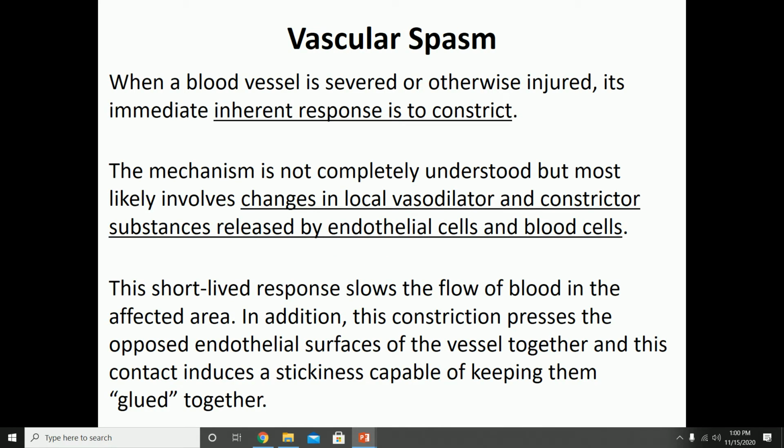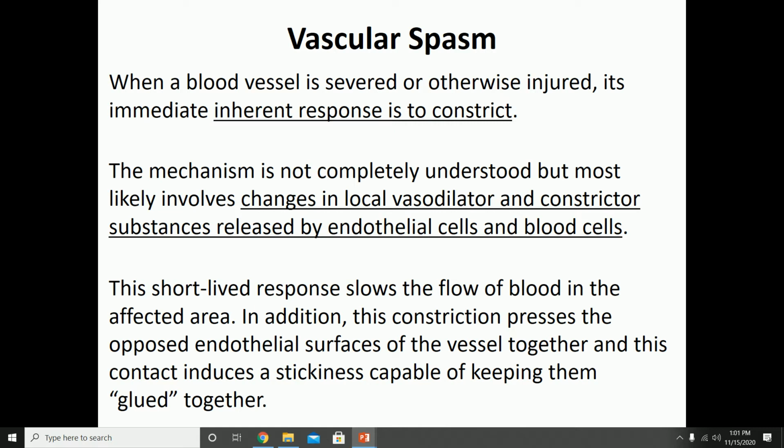So here we have step number 1, and that is vascular spasm. So what is it that stimulates these blood vessels to become spastic or to constrict? It is due to the injury. That is kind of an inherent response to injury in the blood vessels to constrict. We really don't know exactly what's going on, but we think it must be chemicals coming out of the endothelial cells or chemicals coming out of the platelets and other blood cells that are going to lead to vasoconstriction.